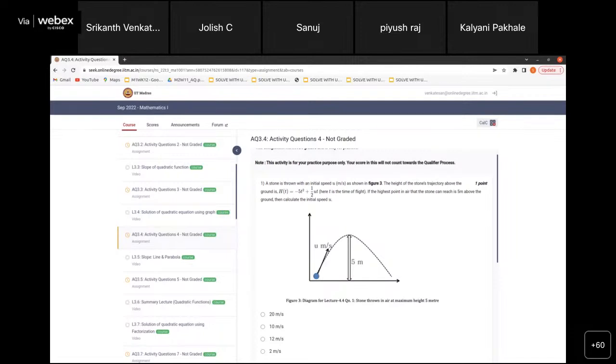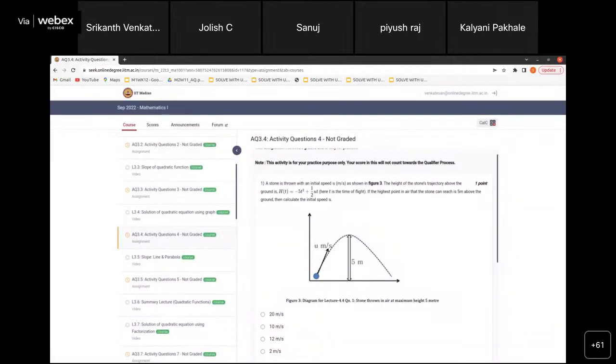And the extra information given is that the highest point in the air that the stone can reach is 5 meters. So the maximum height the stone has reached is 5 meters above the ground. Then calculate the initial speed. Now my very first question is, what does this 5 meters represent?